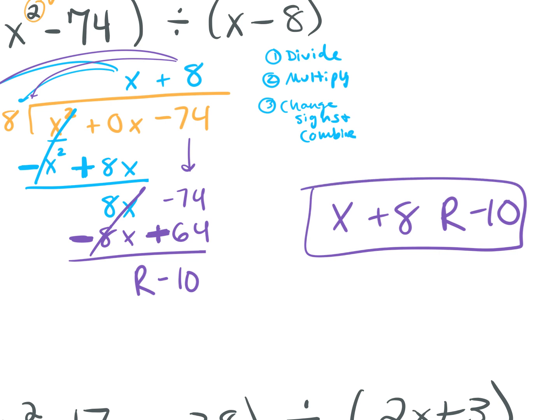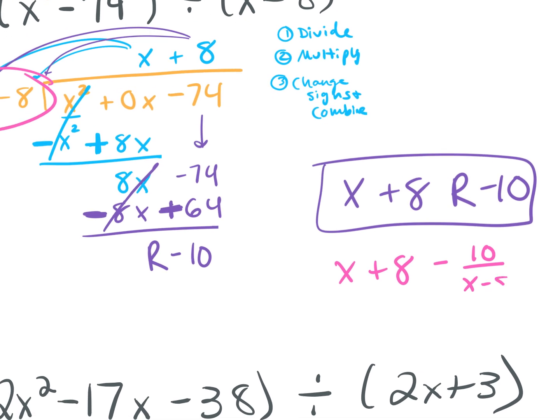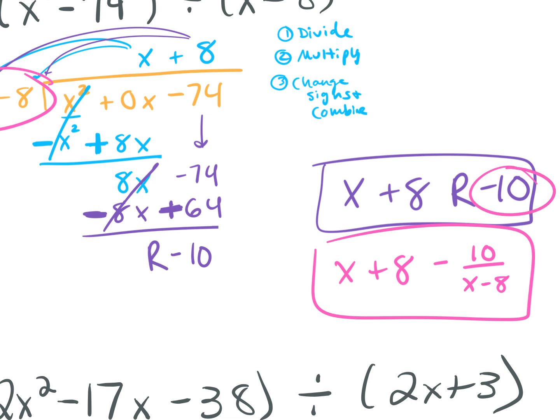Now this would be fine on a test or quiz, but WebAssign's not going to accept this as an answer. They want you to write your answer as x plus 8, then minus 10 over whatever we divided into it. So x minus 8. And it's minus 10 because it was a negative 10. So minus 10 over x minus 8. This is how WebAssign's going to want your answer.